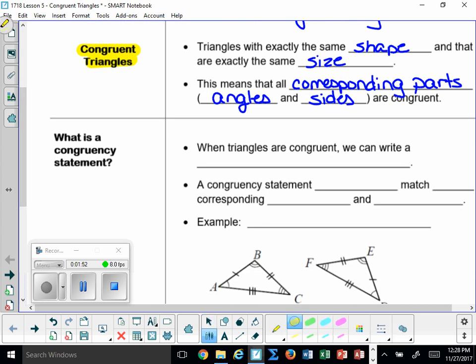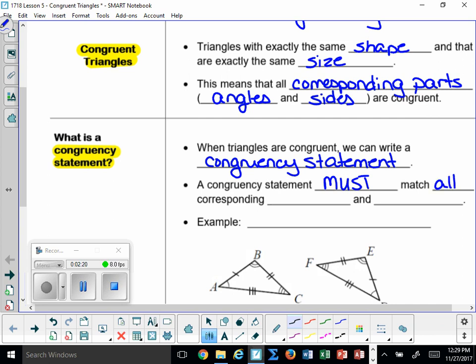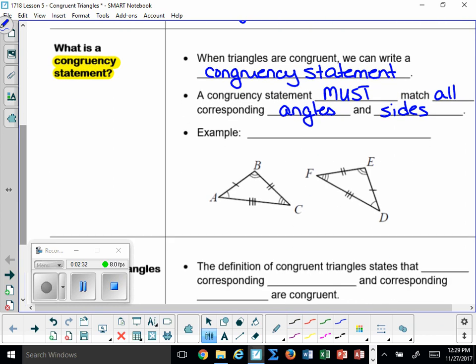So what is a congruency statement? That's actually very important because you'll be asked to write congruency statements, and if you don't know what that is, it's difficult to write one. As long as your triangles are congruent, we can write what is called the congruency statement. And a congruency statement must match all corresponding angles and sides. In other words, the order you write your congruency statement in is critical, absolutely critical.